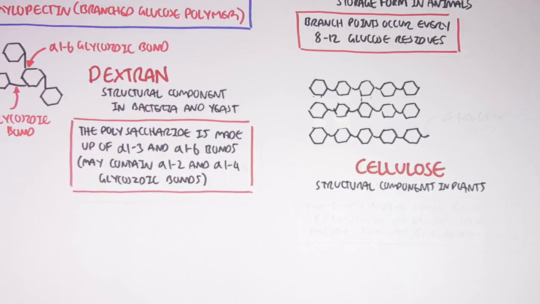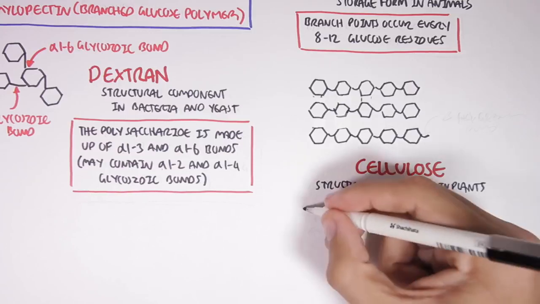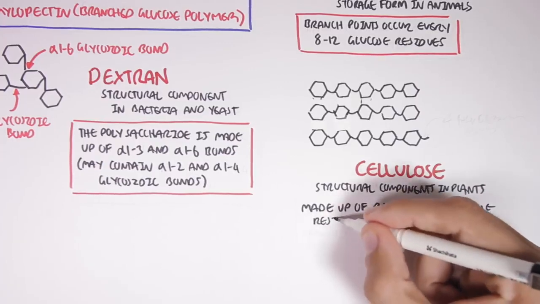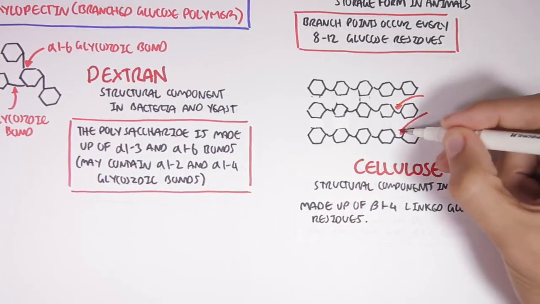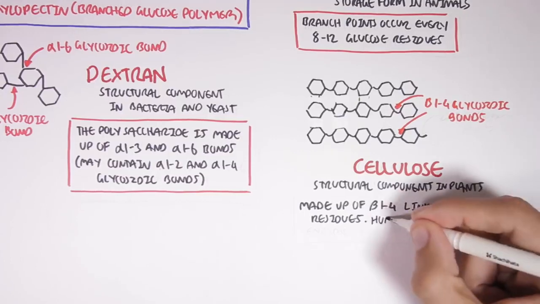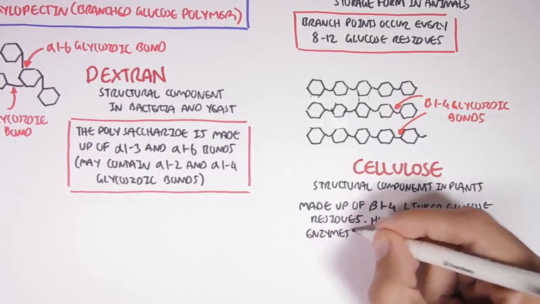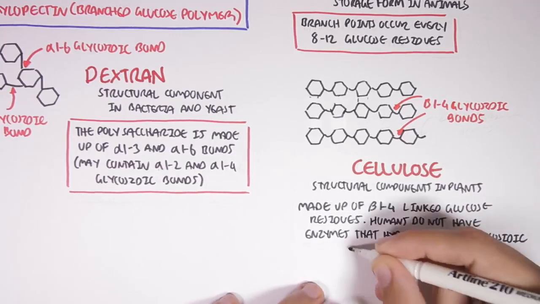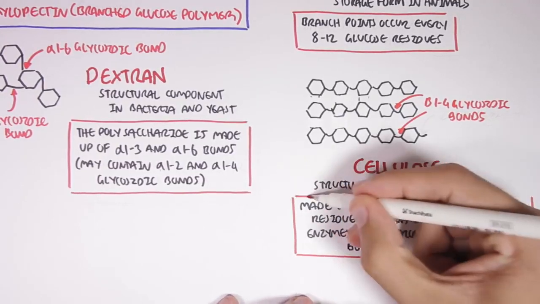In cellulose, the glucose molecules have a beta configuration. And therefore, the bonds between these glucose molecules are beta bonds. The glucose molecules are linked together by beta 1,4 glycosidic bonds. Humans do not have enzymes that hydrolyze the beta 1,4 glycosidic bonds of cellulose. And so humans cannot digest cellulose.